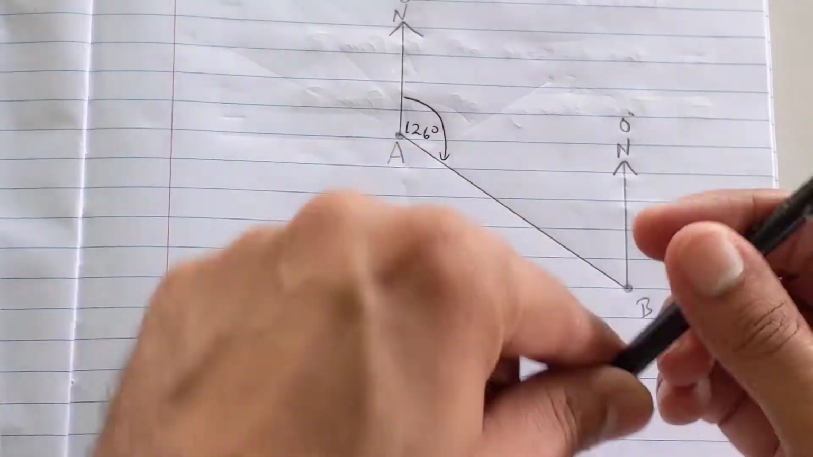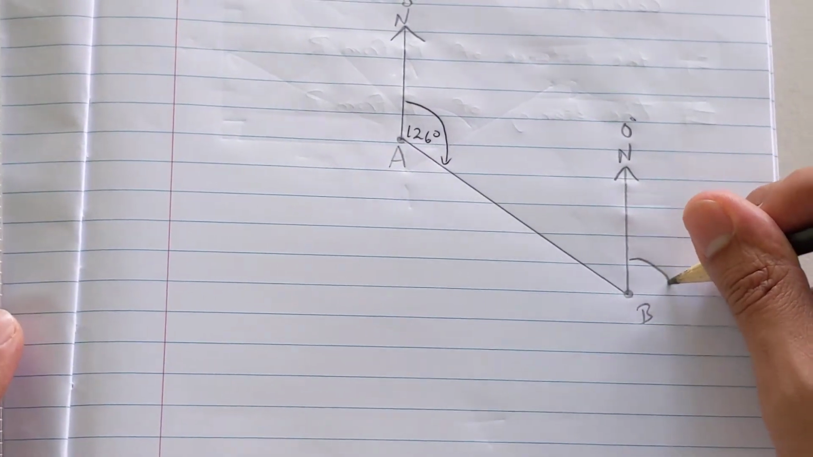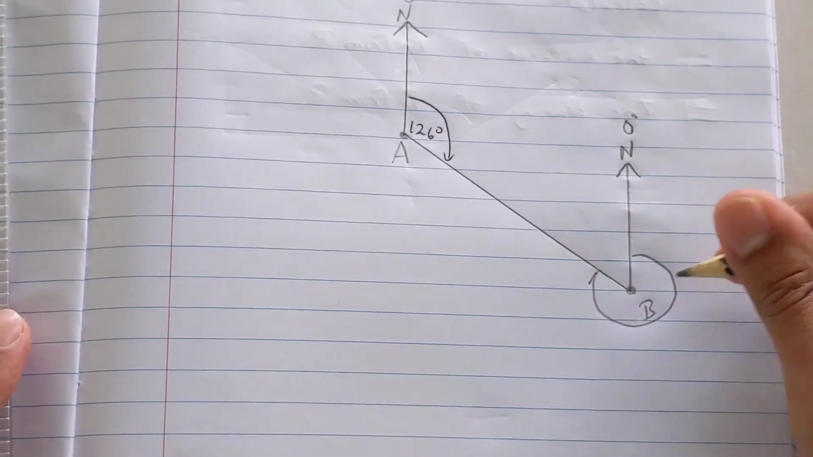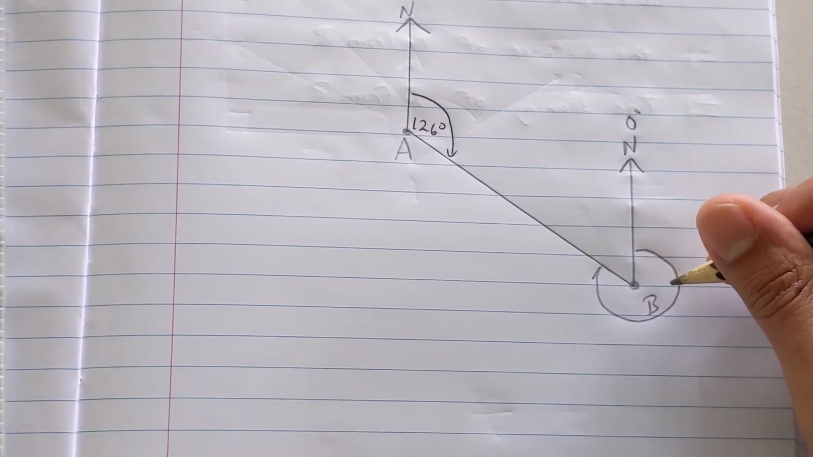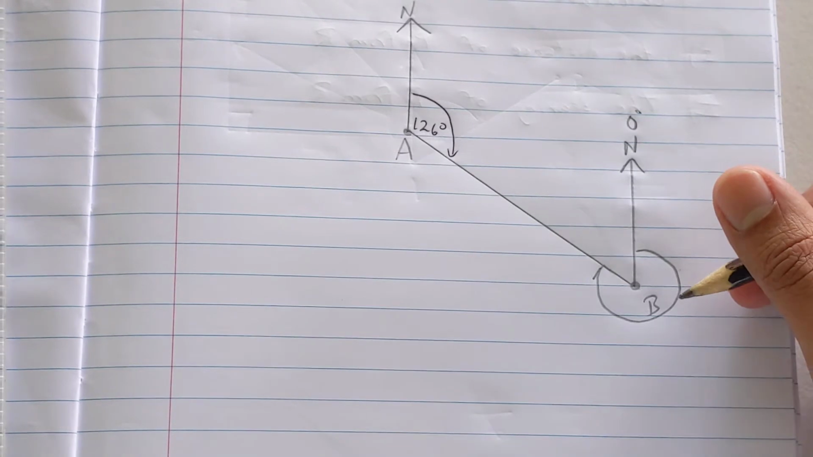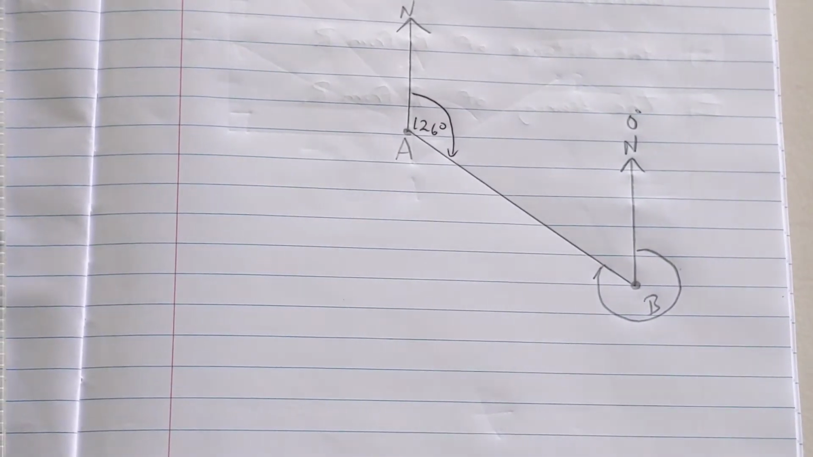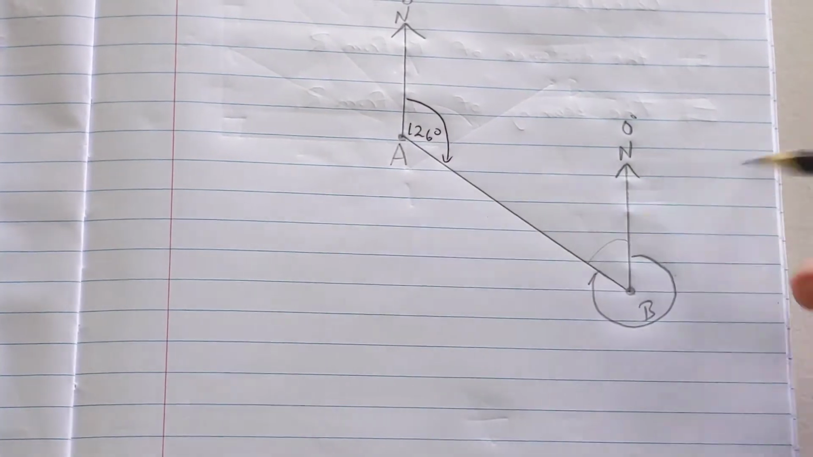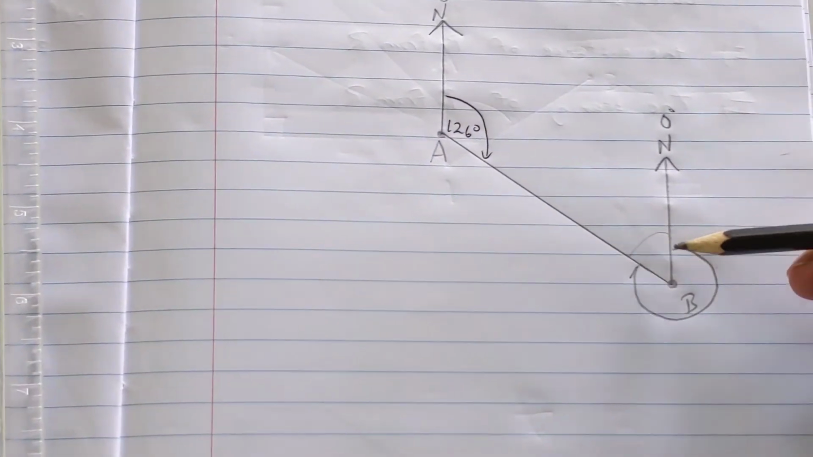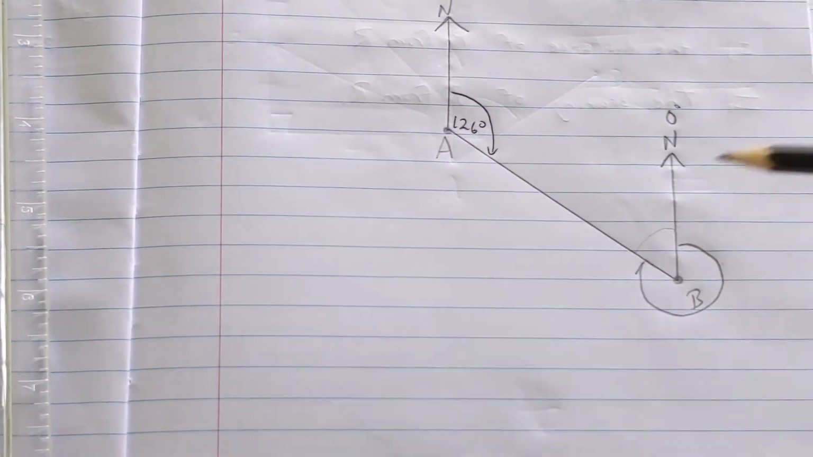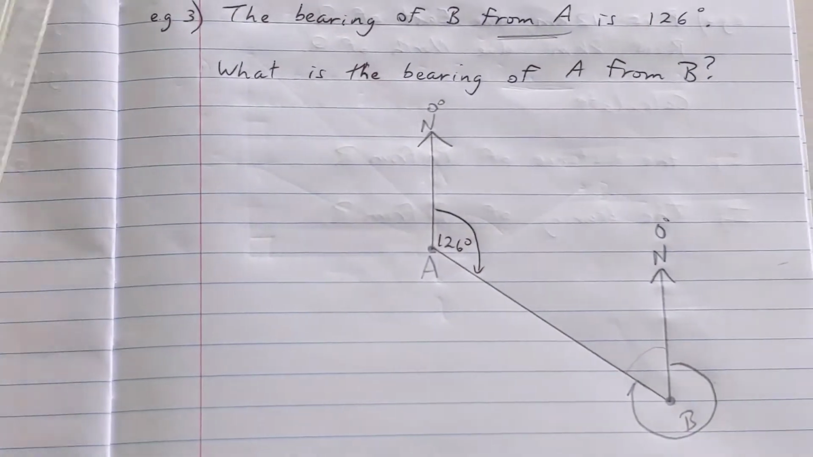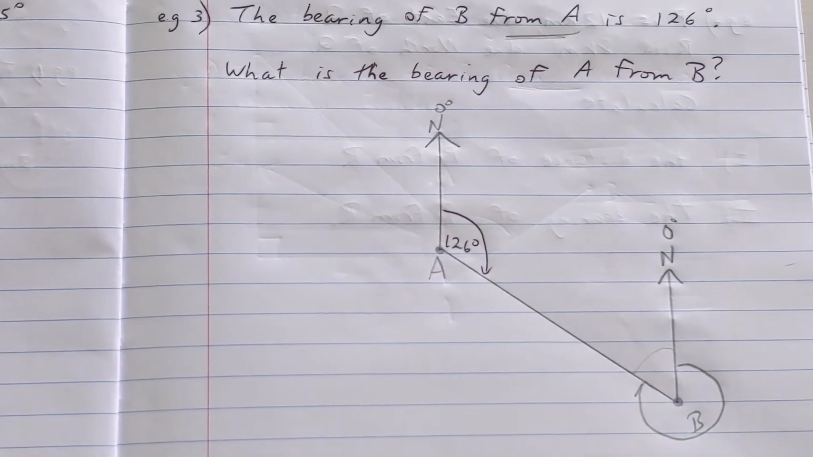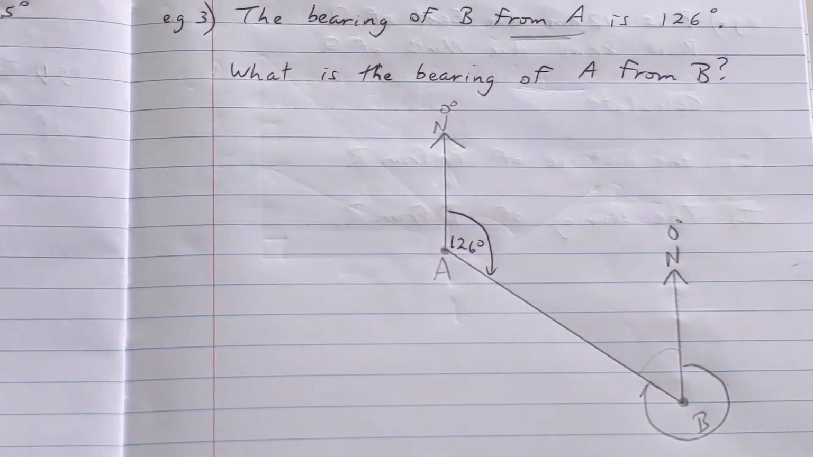So the big bearing that I need to go from B back to A, this is the bearing and that's the angle I need to find. How am I going to find that though? If I could find this angle, just like in the last one I was showing you, then I just minus it from 360 and I get this one. But how am I going to find that angle as well? Remember I said the application of geometry and trigonometry.